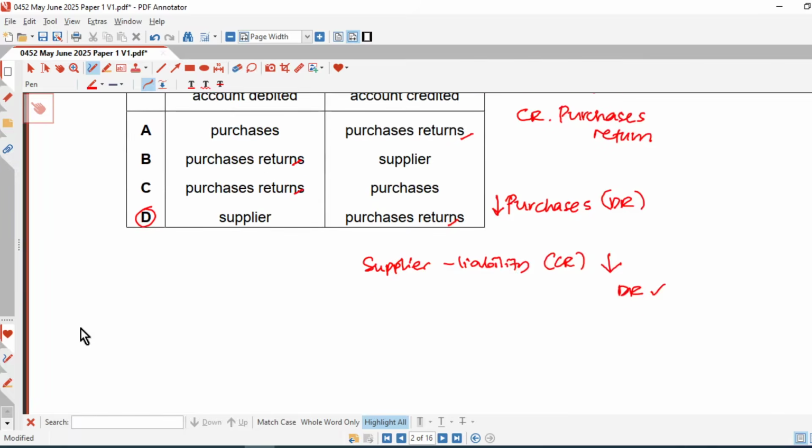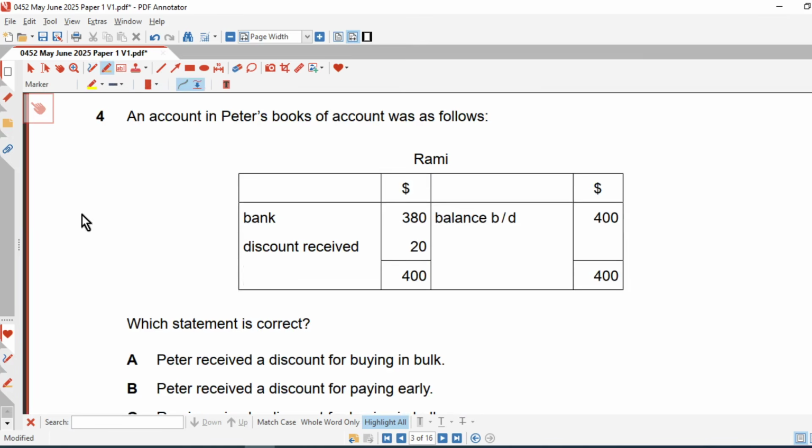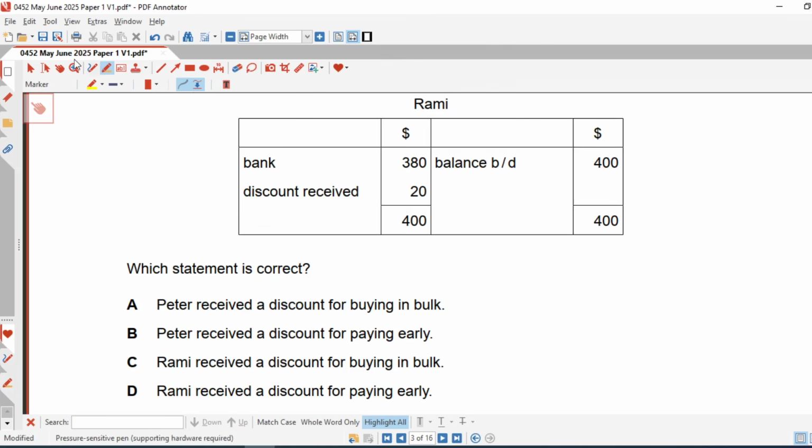Okay, now let's bring you to question 4. An account in Peter's books of account was as follows. So we have the account of Rami here. Rami has a balance brought down on the credit side. All right, so it is safe to assume Rami is a liability, which is a payable.